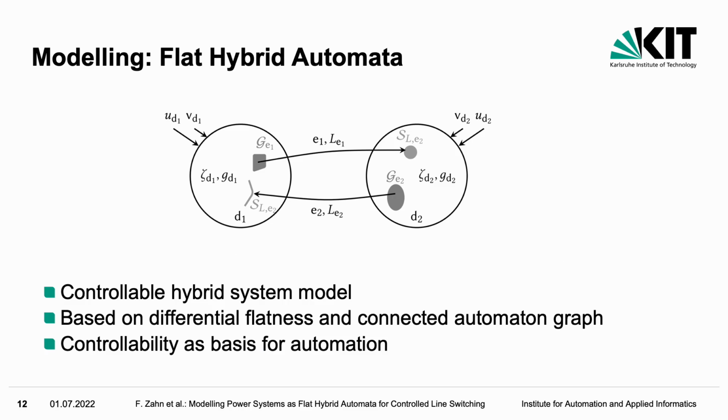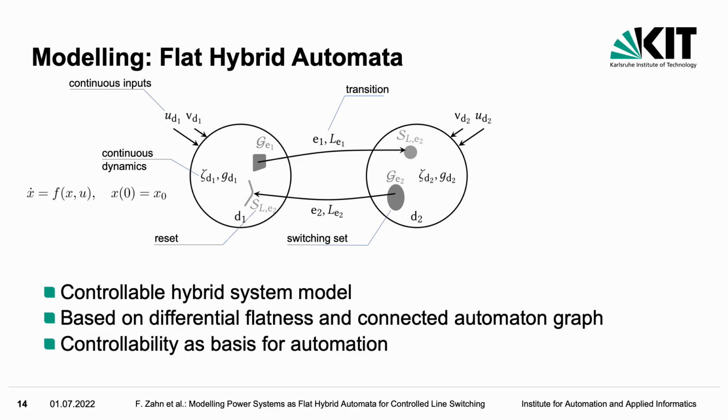In order now to integrate the discrete dynamics in our model, we use a flat hybrid automaton approach. Flat hybrid automata have basically the same structure as normal hybrid automata. We have a discrete part which consists of discrete states, switching sets and transitions, and discrete inputs. On the whole, this forms an automaton graph. On the other hand, in every discrete state we have continuous inputs and continuous dynamics, which we have seen on the slide before.